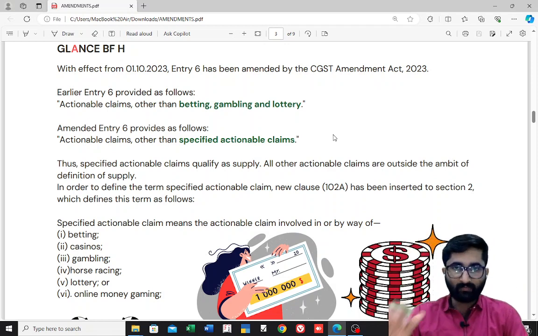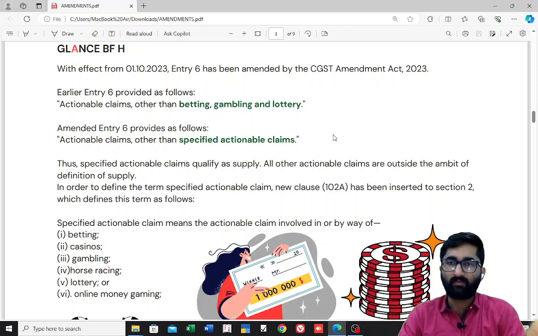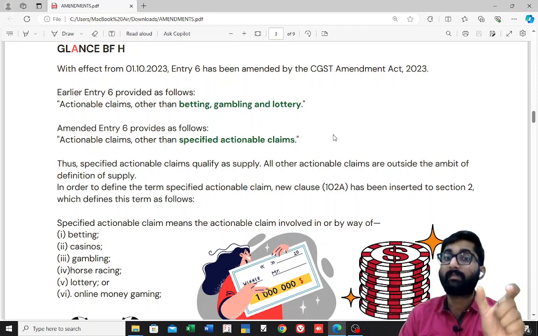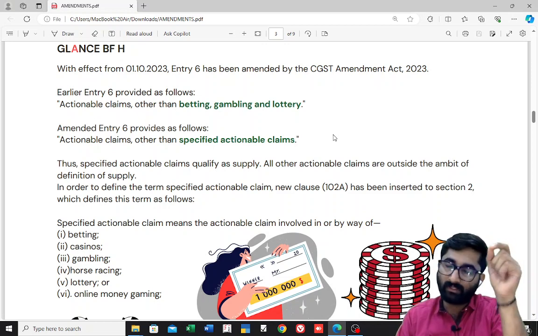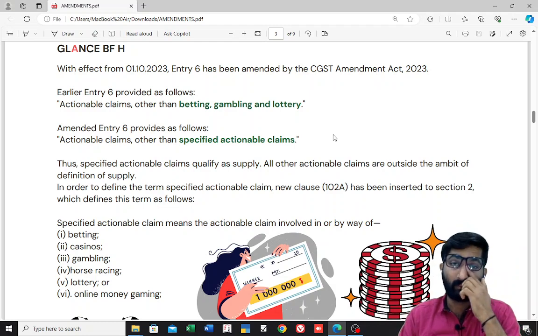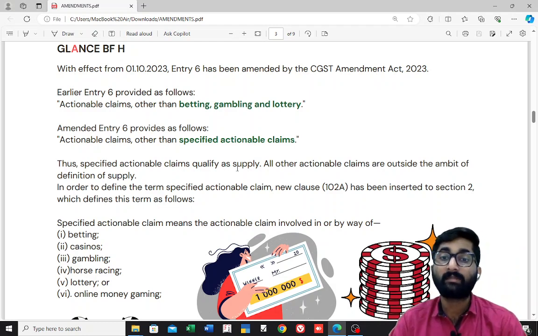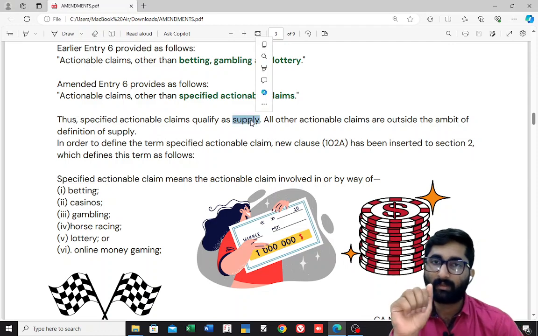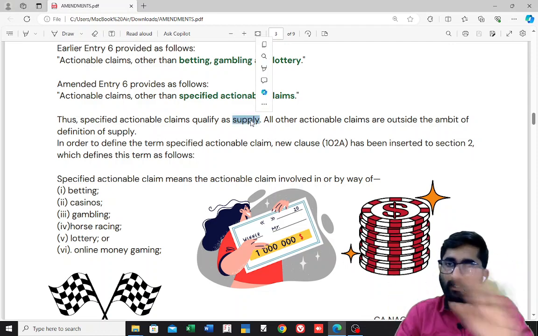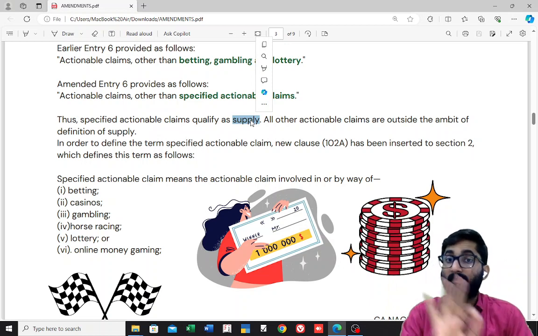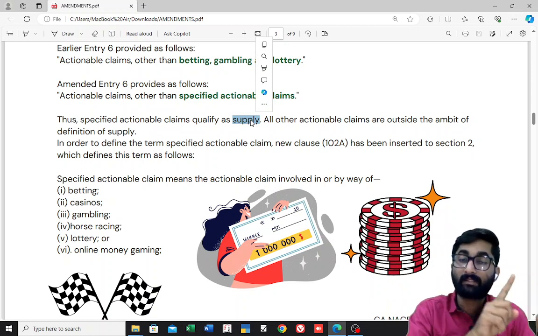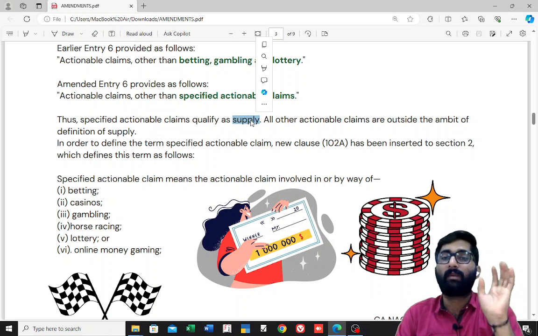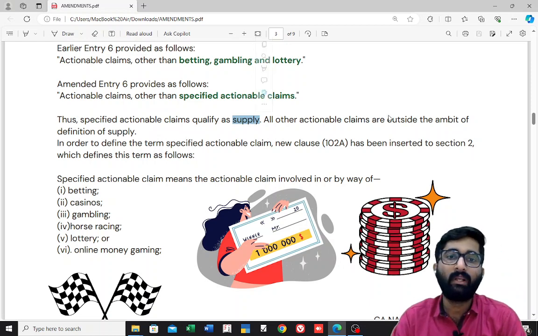So if you are supplying actionable claims, this is neither supply of goods nor supply of service, except specified actionable claims. That means if you are supplying specified actionable claims, this is supply of goods. Thus, do specified actionable claims qualify as supply? Correct. If you are supplying actionable claims, it is neither supply of goods nor supply of service except specified actionable claims. That means specified actionable claims are supply of goods. All other actionable claims are outside the ambit of the definition of supply.